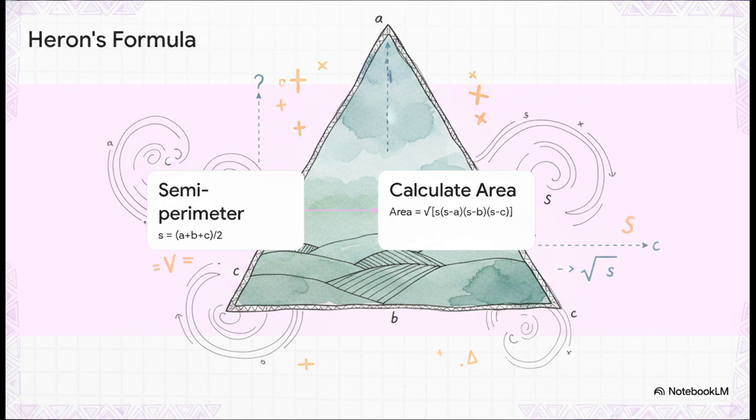Then, you take the square root of S multiplied by S minus each of the three individual sides. I know, it looks a little intimidating at first glance, but really it's just basic arithmetic. And it totally saves you from having to figure out any complex angles or missing altitudes.